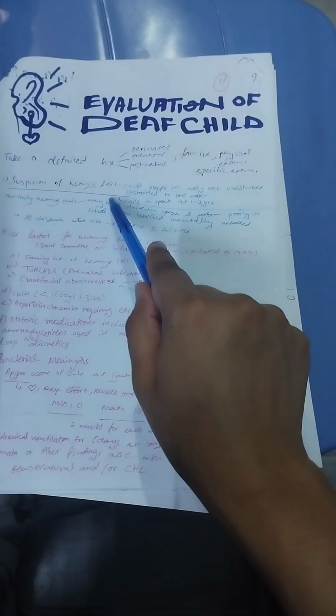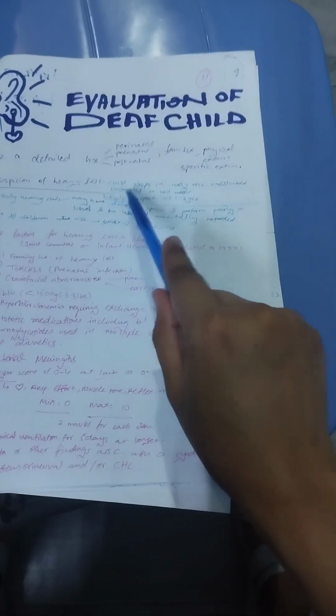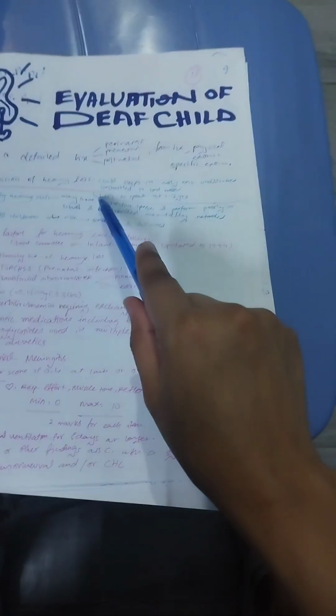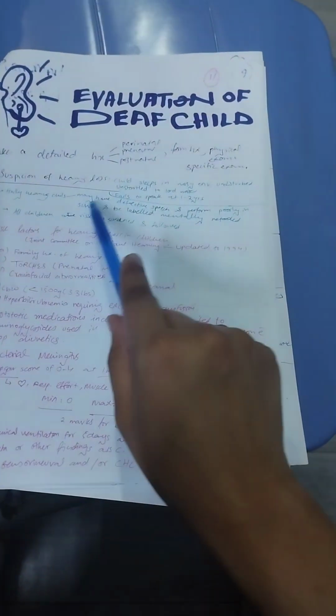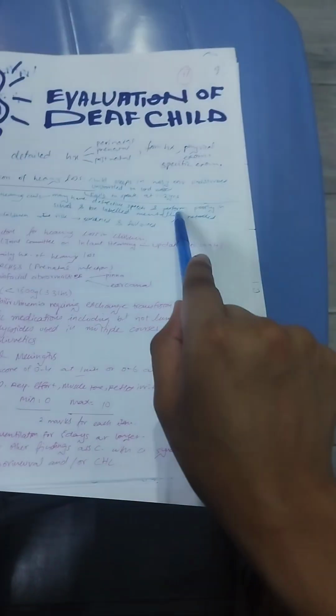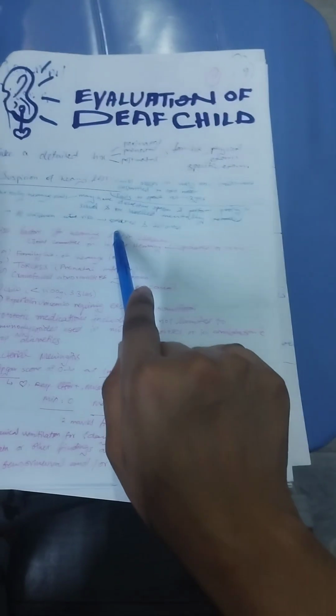So when there is suspicion of hearing loss, the child sleeps in a noisy environment undisturbed, and the child is unstartled to loud noises, and the child fails to speak at 1 to 2 years. Now for the partially hearing children, they may have defective speech and they may perform poorly in school and be labeled as mentally retarded, so all children at risk have to be screened and followed.